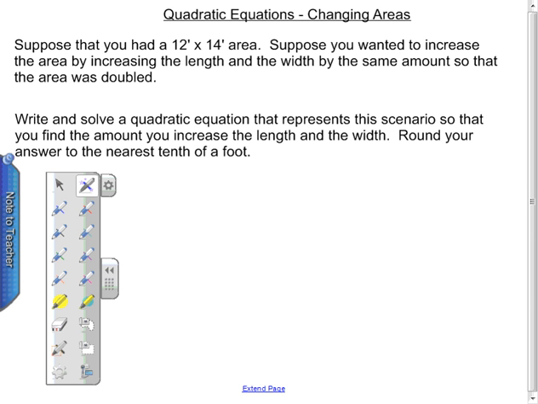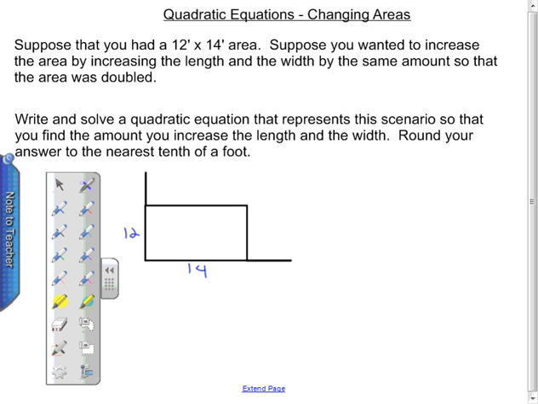Okay, so the one thing we need to do here is draw a representation of the problem. I'll start with drawing a 12 by 14 area. And then we've got to make sure we understand the problem being described here. Where it says, suppose you wanted to increase the area by increasing the length and width by the same amount, well, that would allow me to take this base of 14 and extend it, and this height of 12, and extend that.